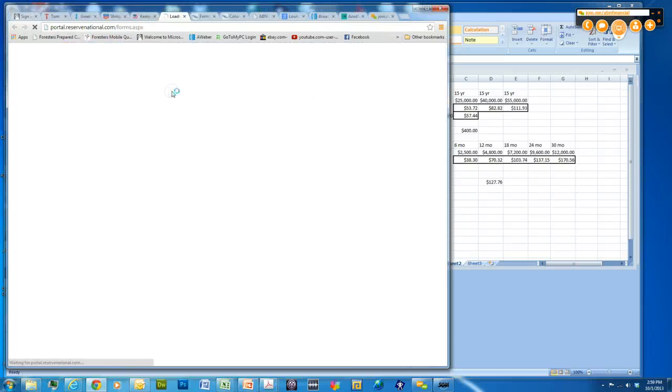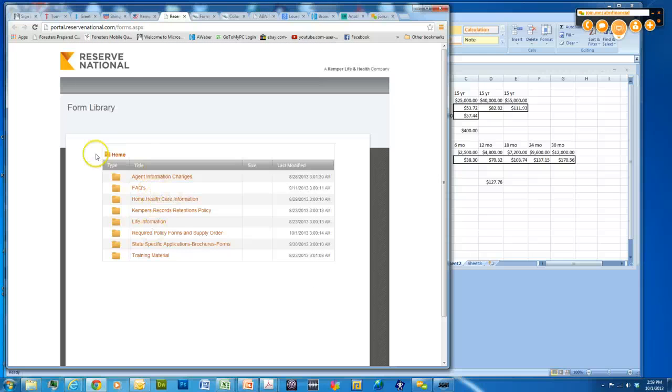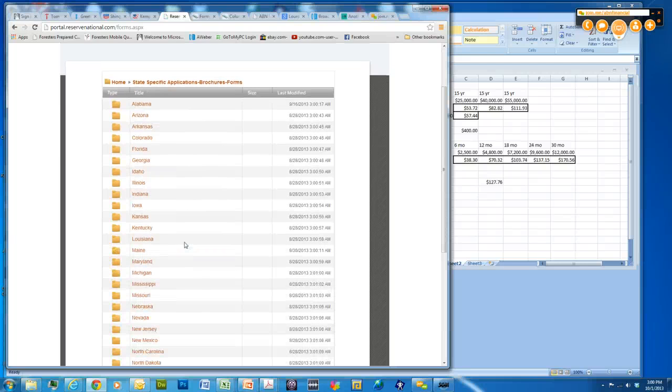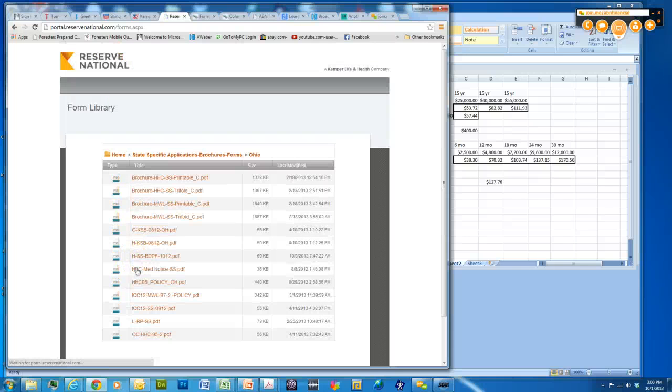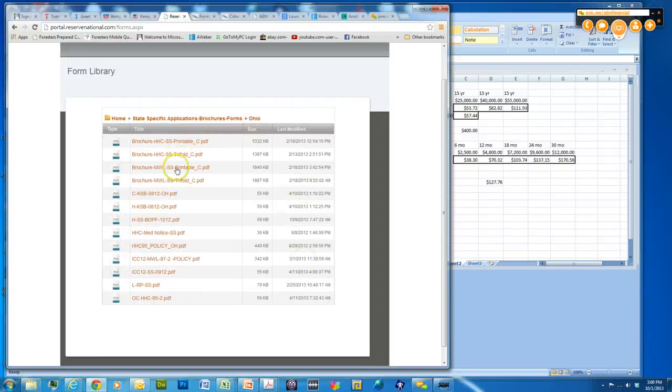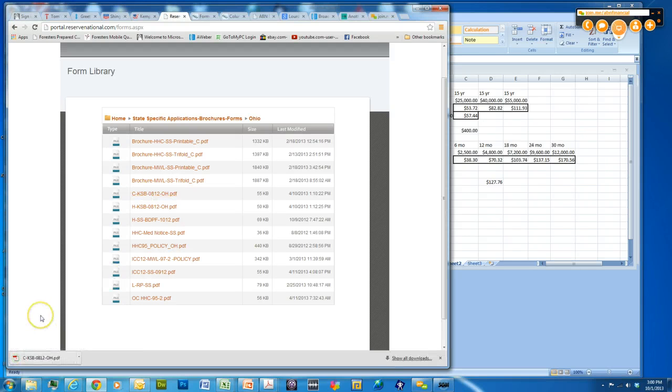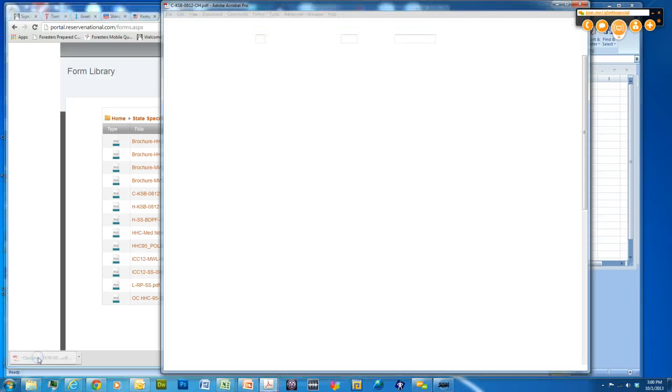Download apps and rates here. So you pick the state-specific applications and forms. Go down to Ohio, and then this is all like gobbledygook here. But the application, you almost have to open them all up. HHC is home health care, so that's not it. I think it's this one. I'd recommend downloading all of them and taking a look at it.